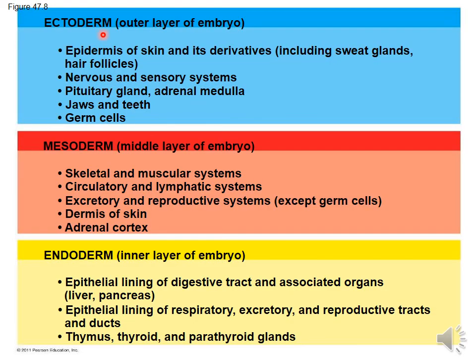Now, each of these 3 layers that appeared after gastrulation gives different derivatives. The ectoderm gives the epidermis of the skin and its derivatives, nervous and sensory system, pituitary gland and adrenal medulla, jaws and teeth, and germ cells. The mesoderm gives skeletal and muscular systems, circulatory and lymphatic system, excretory and reproductive system, dermis of the skin, and adrenal cortex. The endoderm gives the epithelial lining of the digestive tract and associated organs, the epithelial lining of respiratory, excretory and reproductive tracts and ducts. Lastly, the thymus, thyroid, and parathyroid glands.